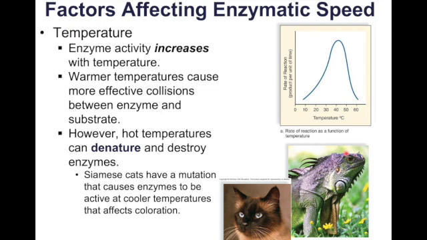So some things that can affect enzyme speed: temperature will generally increase enzyme activity, because this is going to cause those molecules to be moving around faster with more energy, so they're more likely to collide with enough energy in the enzyme. It can obviously help that out, so they're more likely to have enough energy. But hot temperatures can also denature or destroy an enzyme.